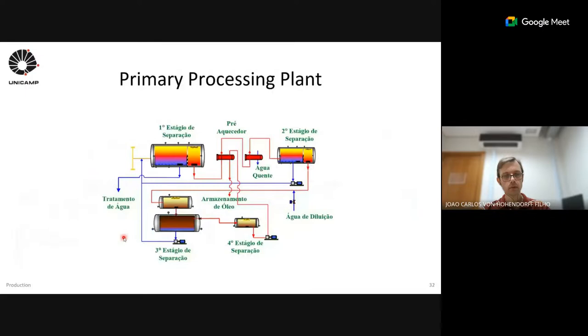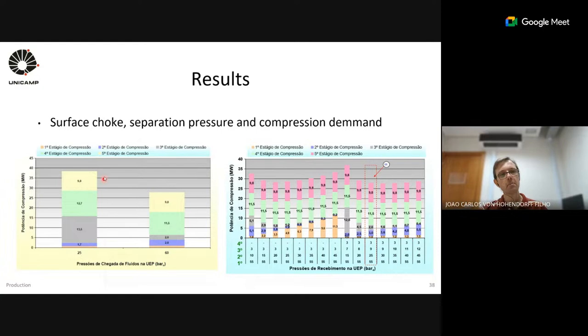And I evaluate the demand of compression I need. You can observe here the amount of compression for each stage, okay? But if you increase this number, that number, you can do something interesting. You reduce the compression demand, the power demand. It's an interesting number for us.